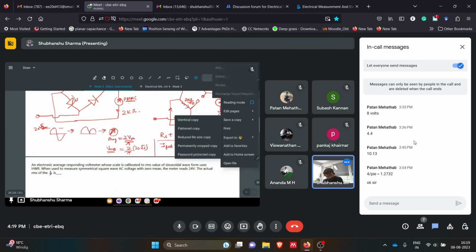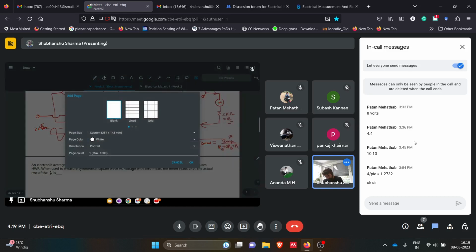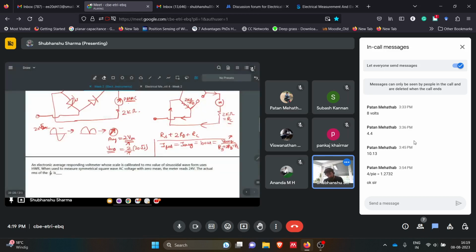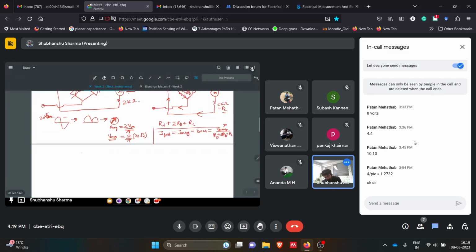Add one, yeah, okay, added. So we have I full scale deflection equals I average equals 100 micro. It's been given, and it is V average divided by RS plus 2 RD plus RC.